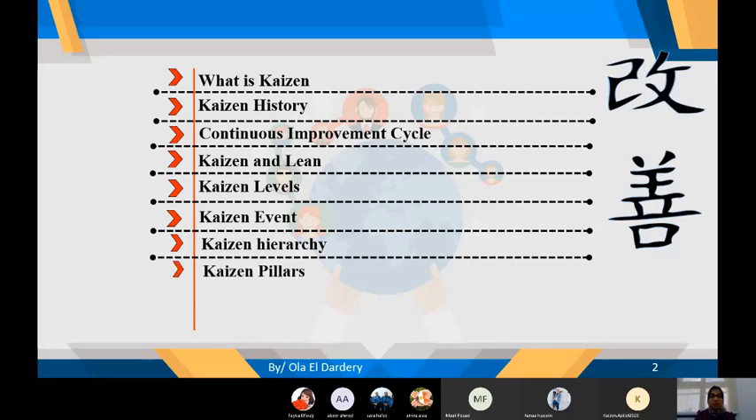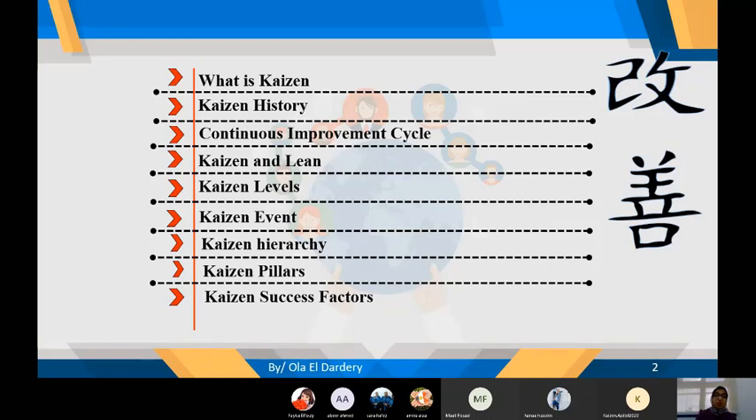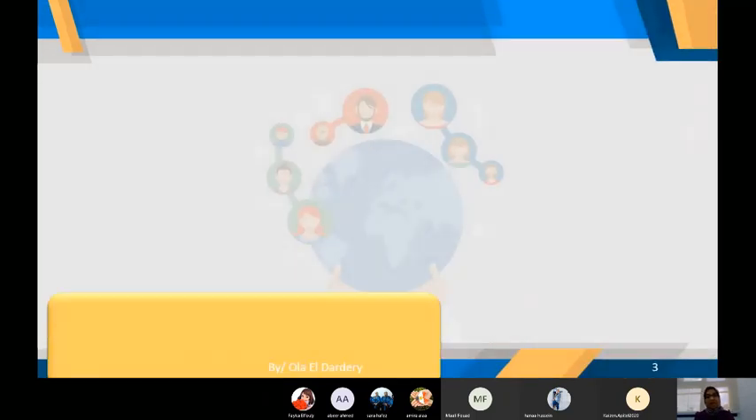As well, we're going to talk about the pillars of Kaizen, and there are 3 very important pillars. And finally, we're going to talk about the success factors that need to be in any organization for the Kaizen event to be very successful. And finally, we're going to have some activities, 5 activities to be specific, starting from personal activities in implementing Kaizen all the way to the educational sector and how they should be implementing Kaizen in class.